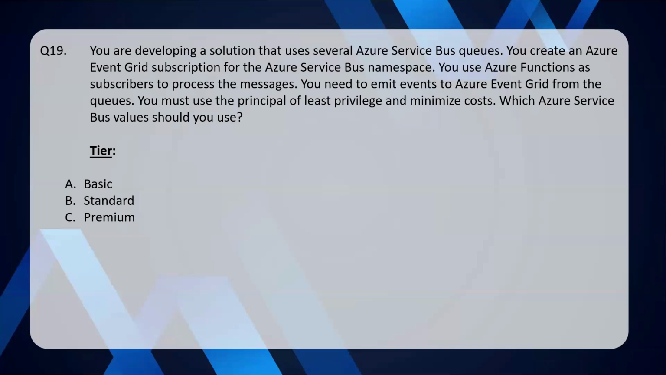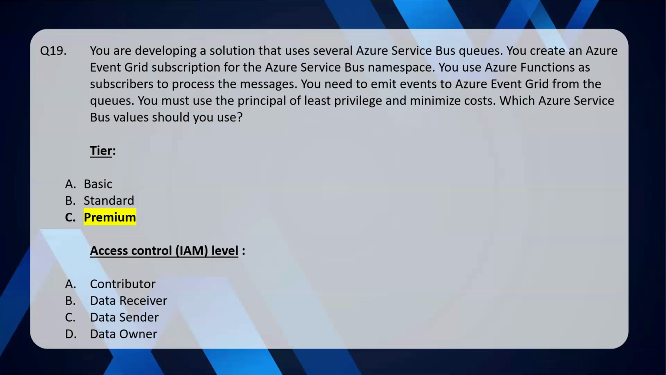And the first part of the question is talking about the tier. Your options are basic, standard, and premium. And friends, you will need to use premium tier of Azure Service Bus here, as that's the only tier which supports Event Grid integration. Premium tier also provides VNet integration, dedicated resources, and low latency required for emitting events to Event Grid. Now the next part of the question is talking about access control level.